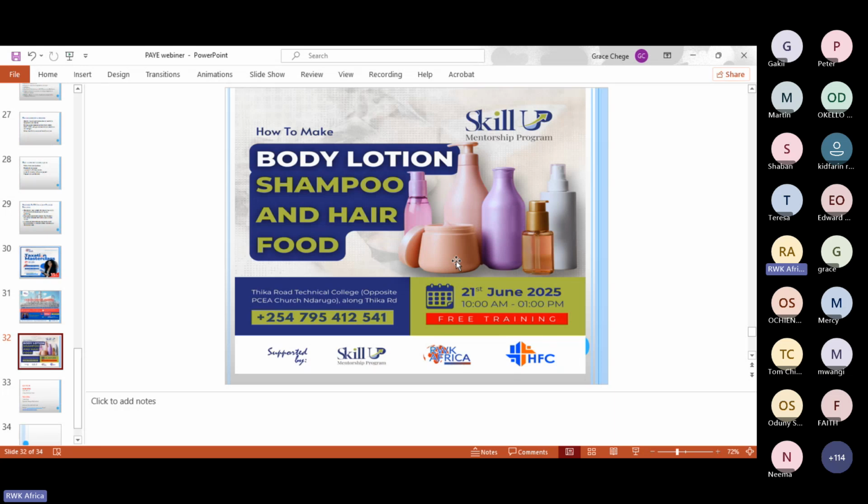Some of the products that we teach are how to make animal feeds and baking. We also teach how to make soap, shoe polish, such kind of things. And for this particular training, we'll be teaching on how to make body lotion, shampoo, and hair food. And there are no charges. This is free of charge.